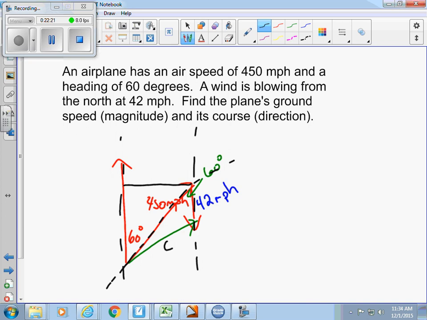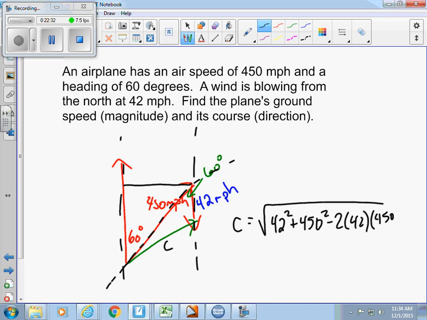So C is the square root of 42 squared plus 450 squared minus 2 times 42 times 450 times cosine 60, which is what? Okay, and let's do a quick check. Does that make sense? It does. I'm going 450 miles an hour, but that wind is working against me this time, isn't it? So the wind slows me down a little bit.